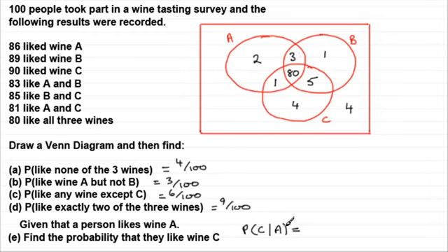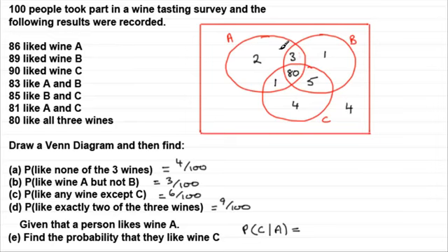They're very easy to work out because we know that the person likes wine A, so we know that it's one of these people. And how many people are there in here? Well, if you add up the 2, 1, the 80 and the 3, you'll get 86 people. We've got it over here anyway. 86 people like wine A.